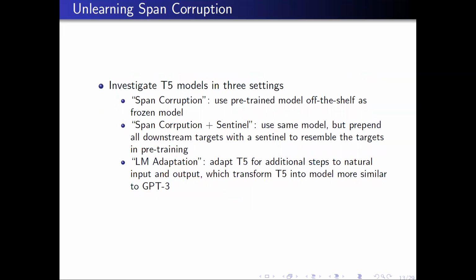Therefore, the T5 model has never seen truly natural input text, nor been asked to predict truly natural target text. The authors hypothesized that the original T5 model is not a good fit for prompt tuning. So they explored three settings of T5 models in prompt tuning. The first setting is span corruption, in which the authors used the pre-trained T5 model as the frozen model. In the second setting, the authors add a sentinel to the output of the pre-trained T5 model. So they use the same model, but they prepend their own downstream target with a sentinel to resemble the target in pre-training.